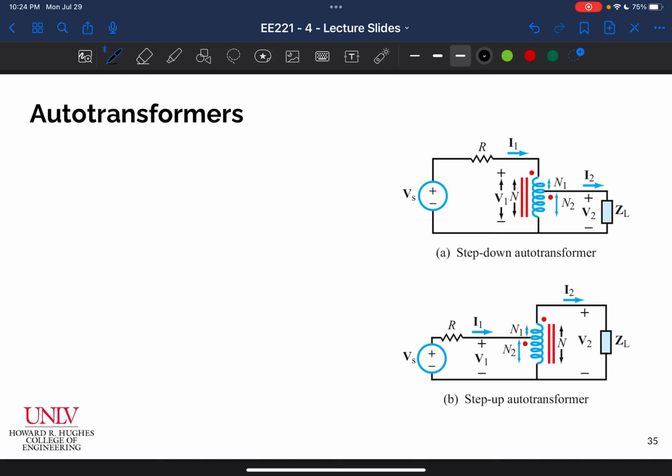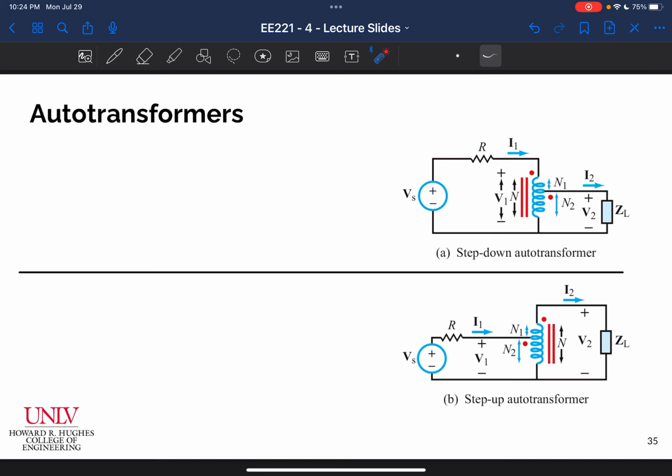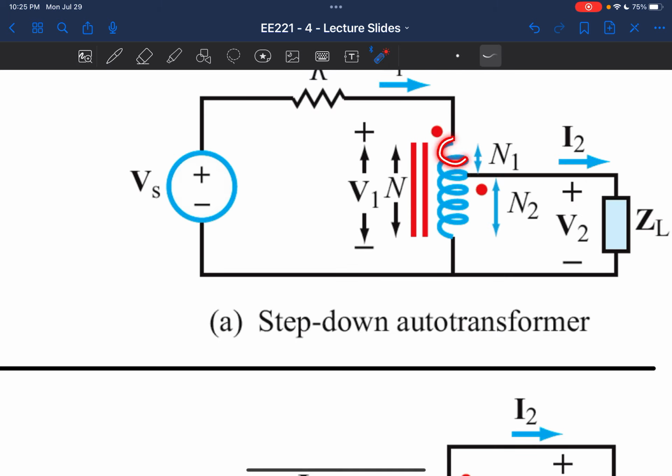All right, so it might be best to just divide the page up into two sections here. Basically looking at two different types of autotransformers here. We got the step down and the step up autotransformer. You can see that they basically just draw a single winding here, right?